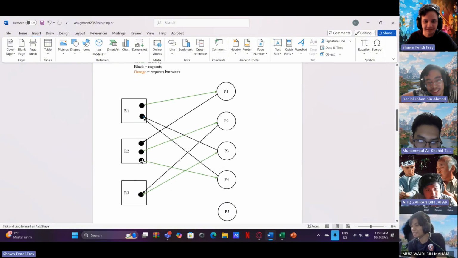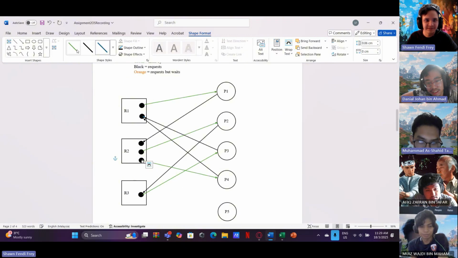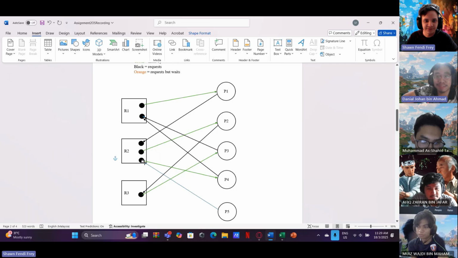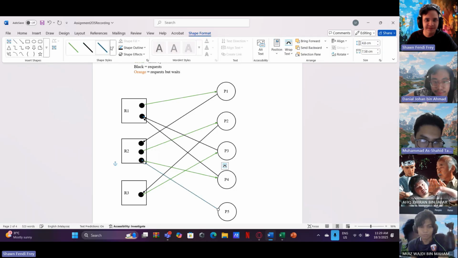So P5 to R2, with the orange color. Yeah, that's about it.